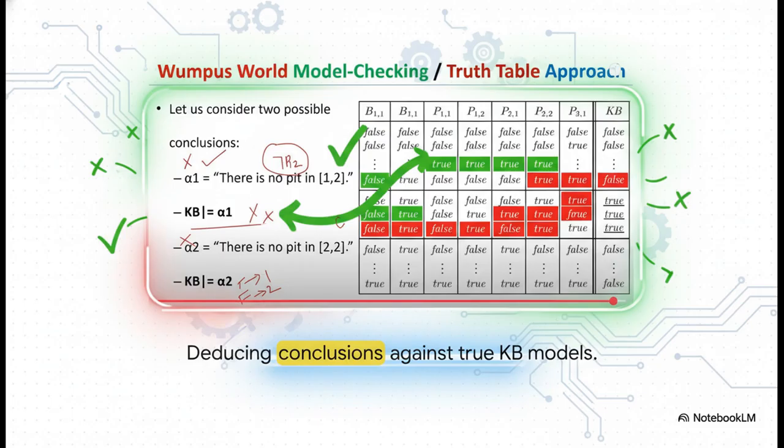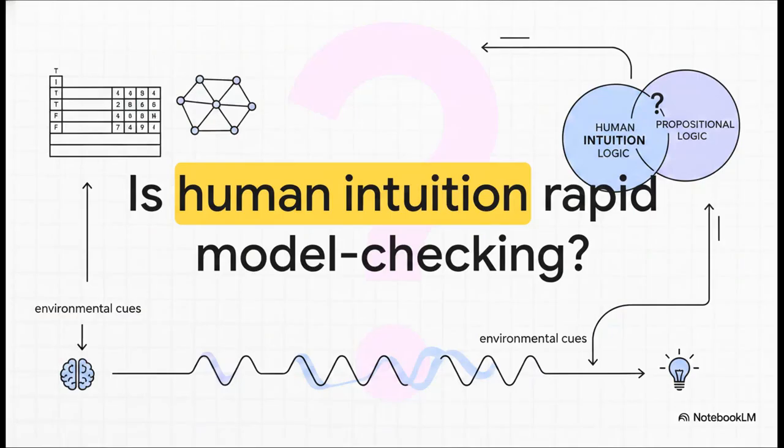But then, look at alpha 2. In the column for P22, it's false in one model, but it's true in the other 2. Because the knowledge base does not entail alpha 2 across all possible models, the agent logically deduces that square 2-2 is a gamble. It's dangerous. It doesn't guess, it completely knows. Simply by evaluating truth tables, our artificial agent just turned simple environmental clues into a definitive life-saving deduction.